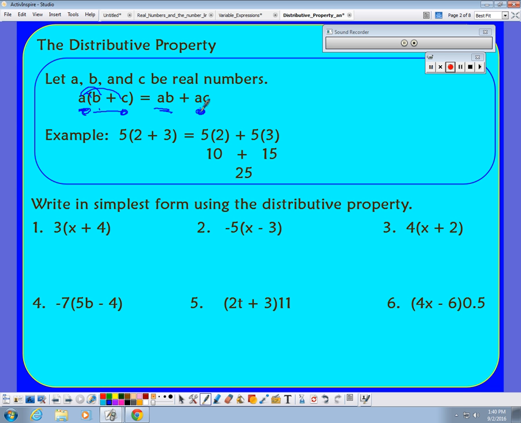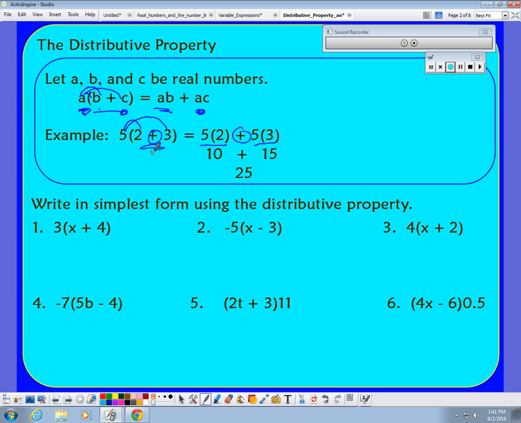In an example form, it looks like here below. We have 5 times 2 plus 3. Yes, we could add what's in the parentheses and say 5 times 5, but how would we do this with the distributive property? We would say 5 times 2 plus 5 times 3, and it's plus because the plus is in here. 5 times 2 is 10, and 5 times 3 is 15, so 10 plus 15 is 25.